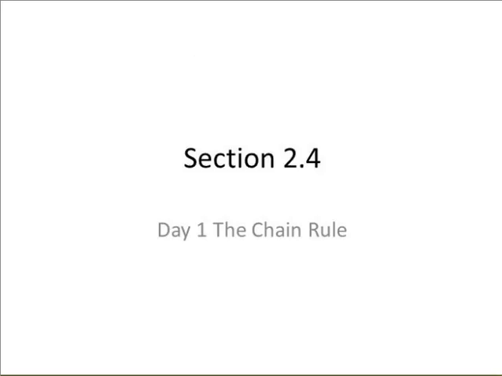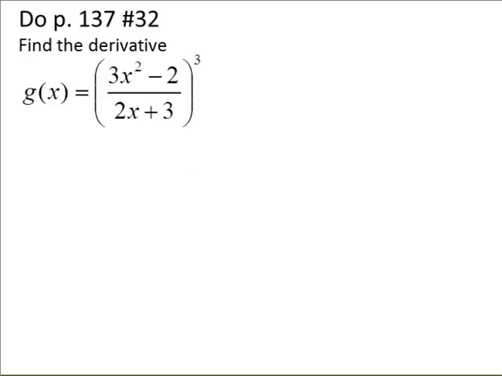This is my last example then for section 2.4. I went ahead and showed you the first slide again. This last example is a longer example because I have a quotient rule written to the third power. So I have quotient rule and chain rule that I'm going to have to apply to this problem.